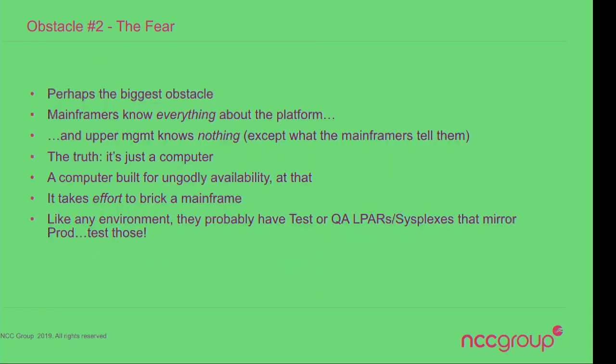It's perhaps the biggest obstacle from mainframers and management, but especially management. Because mainframers know everything about the platform, and upper management knows nothing. All they know about the mainframe is what the mainframers tell them, and all the mainframers tell them is doom and gloom if you touch it. So that's the biggest obstacle to overcome: these guys just filling management's head with, oh, we can't touch the mainframe, we can't touch the mainframe. No, it's too valuable, can't touch it.